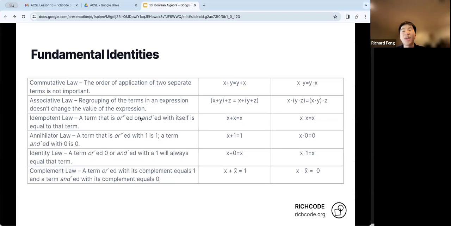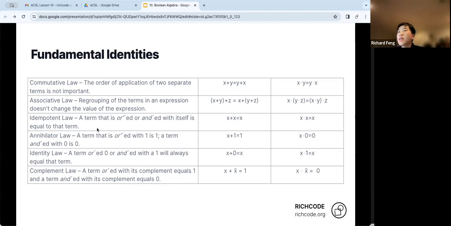And it's similar to the next one, which is the associative law. It's also a thing in algebra, which states that we can regroup the terms in the expression and it doesn't change the final value of the expression. So over here, there's parentheses around x or y. It's the same thing as if we put parentheses around the y and the z. And same thing, it applies to both the or operator and the and operator. Yeah, so remember the plus sign is the same thing as or, and multiplication is the same thing as and.